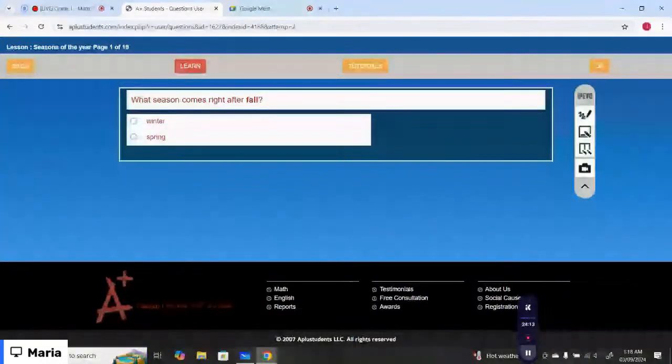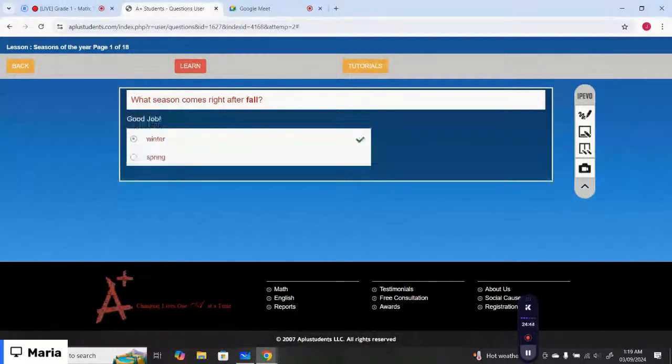What season comes right after fall? Which is the correct option? The correct option is after fall it is winter. The correct option is winter. Option number one is the correct option. That's the same question we just did on the tutorial, isn't it?